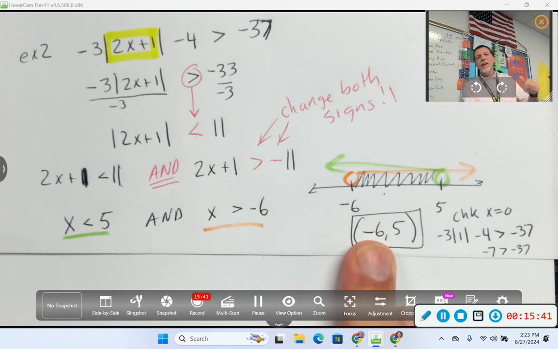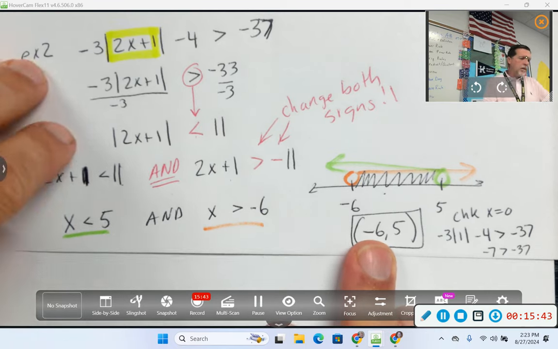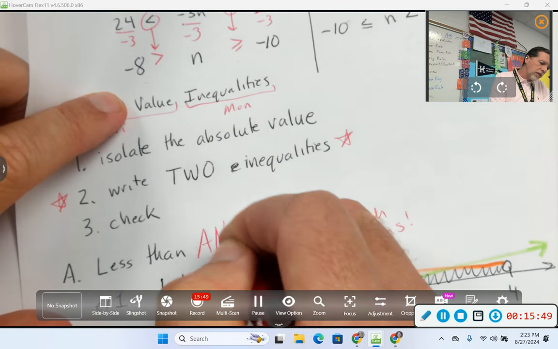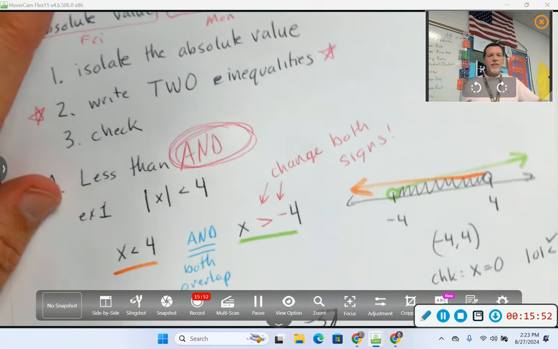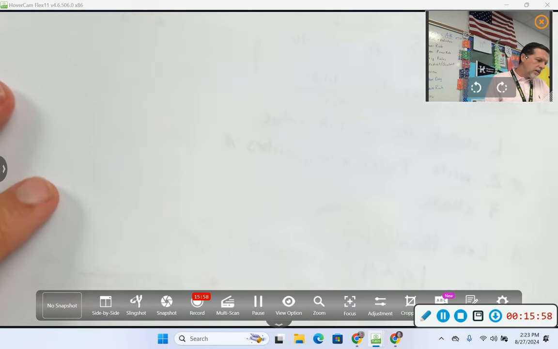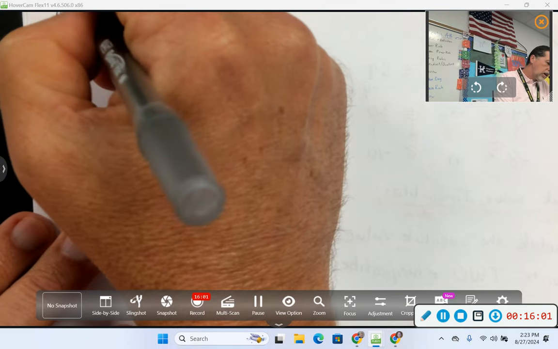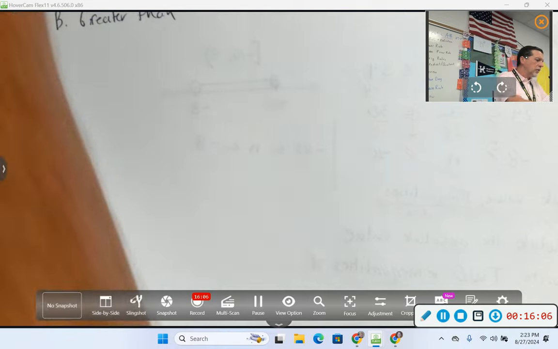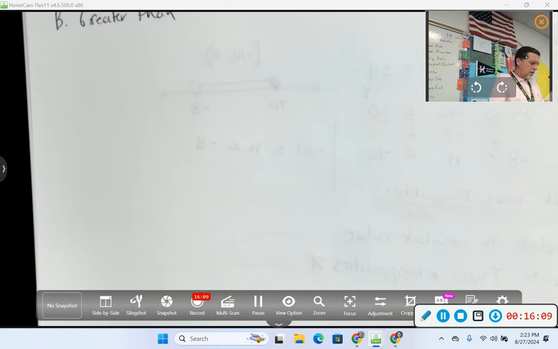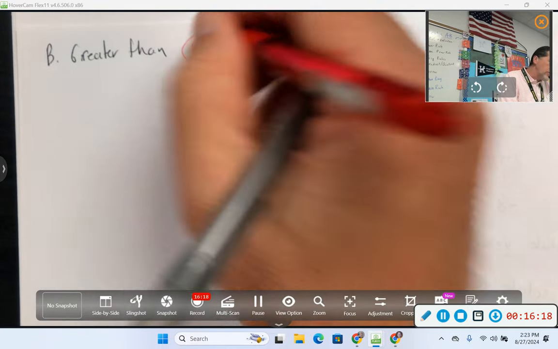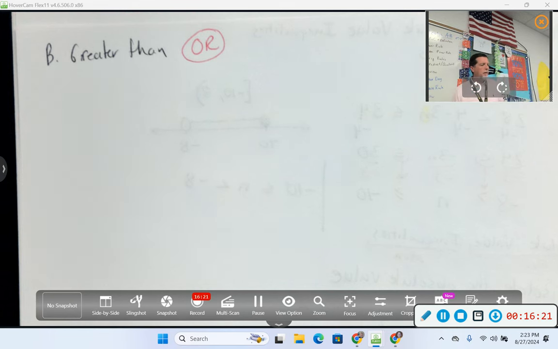Okay, so for less than, we split it up with an "and" in between them. Greater than, we're still going to split up. Hold on a second before we turn the page. Less than gets an "and" in there. Greater than problems: you know what other word we could put in there? Logic kind of stuff here. "Or." So for greater than, we're going to put an "or" in between when we do the split up.